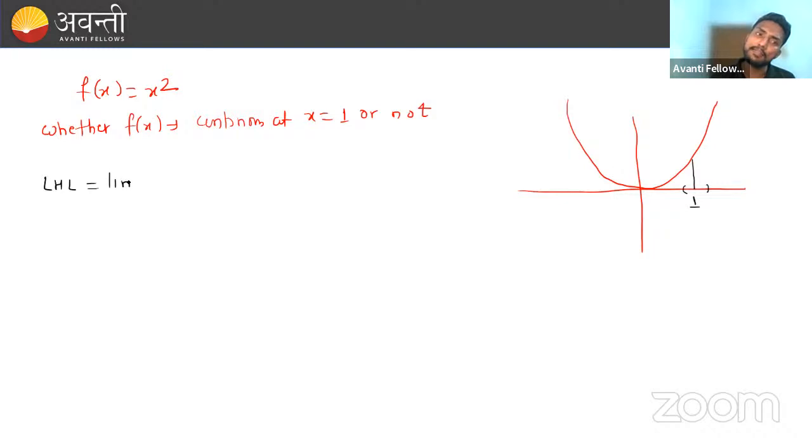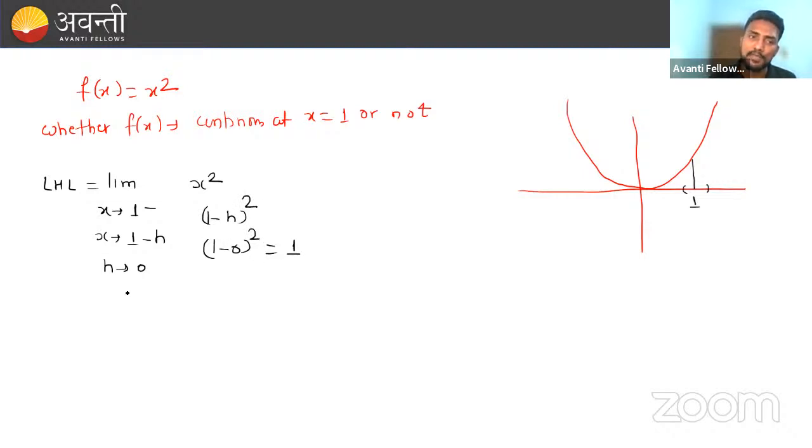What is LHL? It is the limit x tending to 1 minus. 1 minus will be 1 minus h. I hope you have seen this in limits also, h tending to 0. So it is x square, or in place of x, I can write 1 minus h whole square. So 1 minus 0, because h tends to 0, so it will be 1. Similarly, if I have to find RHL, I can write the limit x tending to 1 plus, like this is the 1 minus and this is the 1 plus neighborhood, and then it will be 1 plus h whole square. So it is 1 plus 0 whole square.